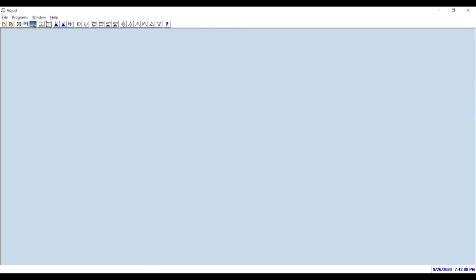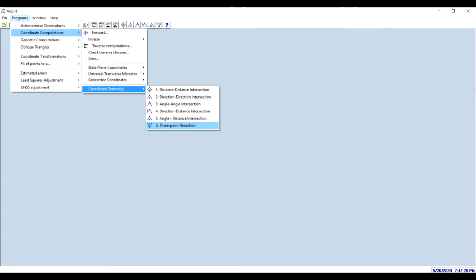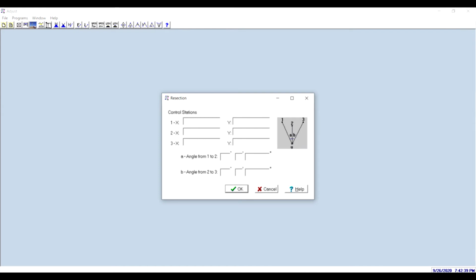You can use different tools to do different surveying tasks, and today we're going to be using it to perform the 3-point resection. Within Adjust, go to Programs, Coordinate Computations, Coordinate Geometry, and select option 6, 3-point resection. In this menu, you're asked to give the coordinates of 3 known points. Import the coordinates of blue, green, and orange in that order, and then enter the degrees, minutes, and seconds of the angles that we calculated.